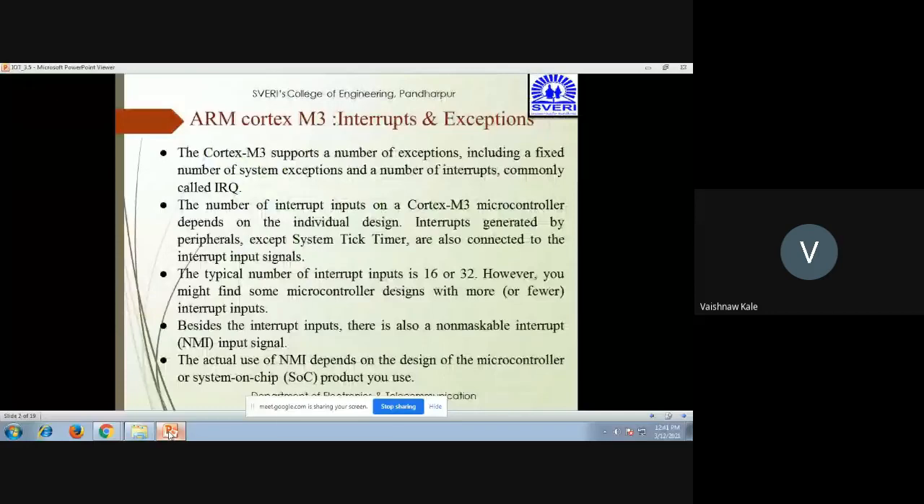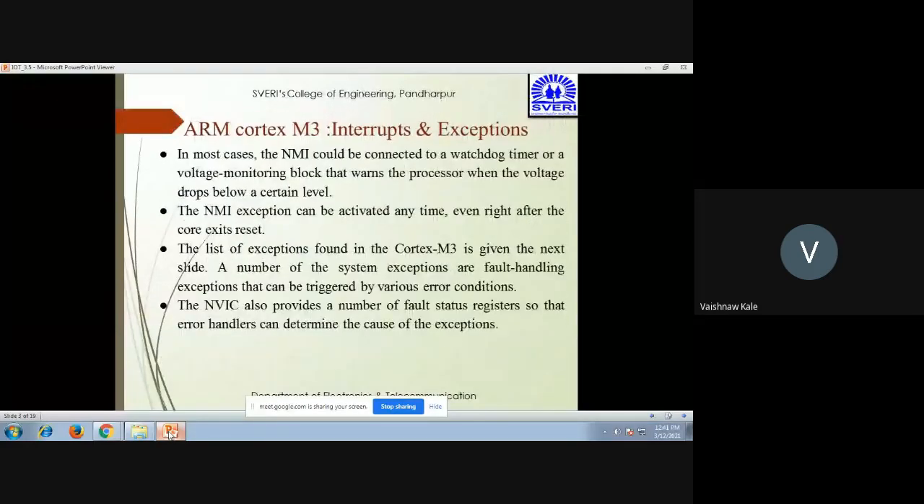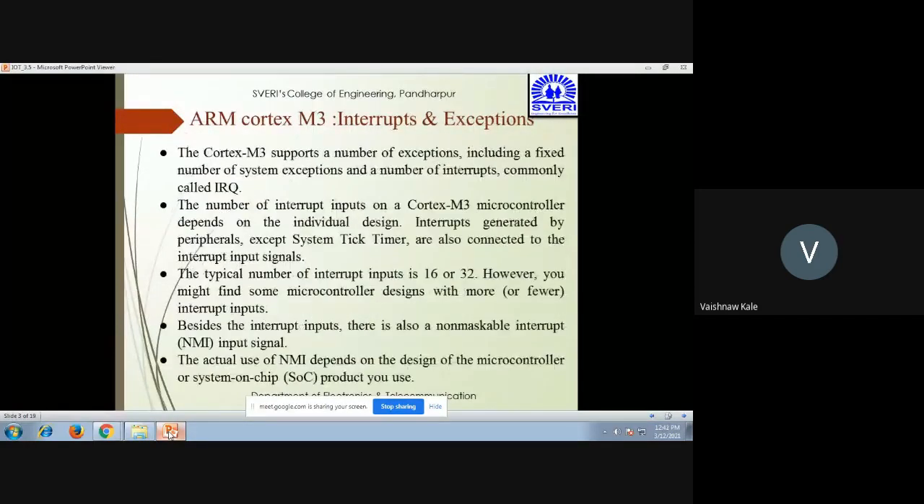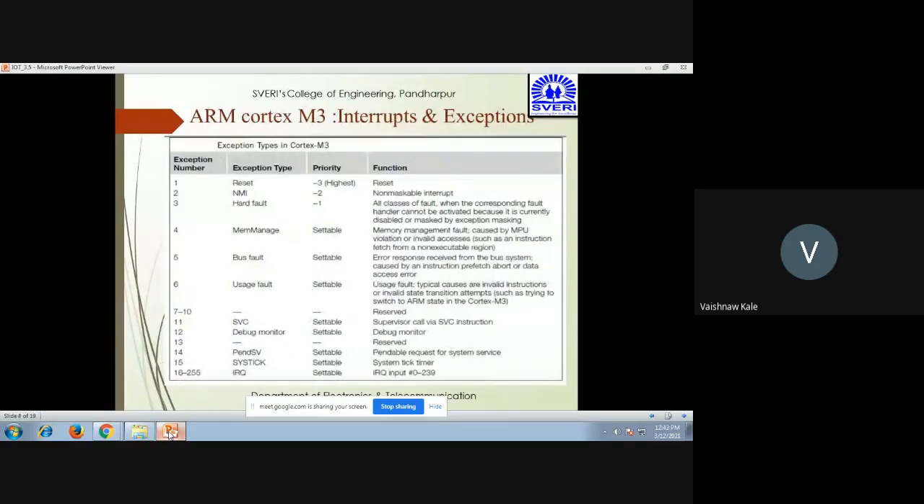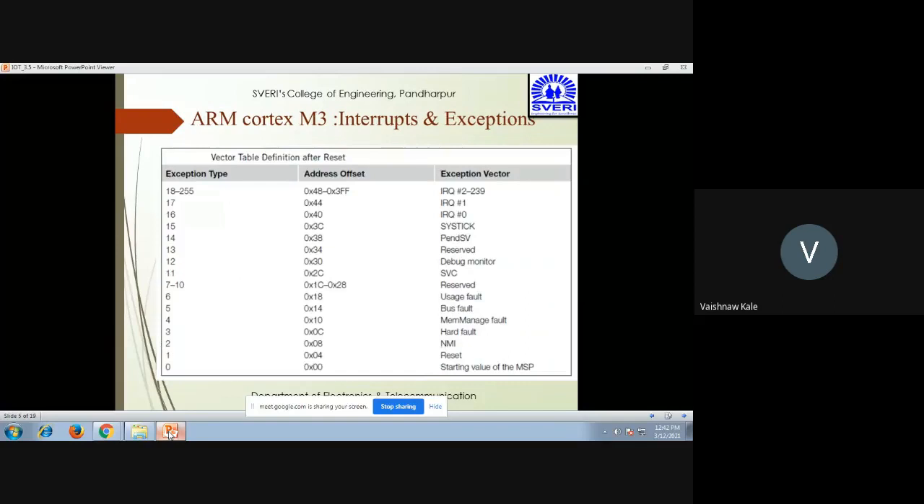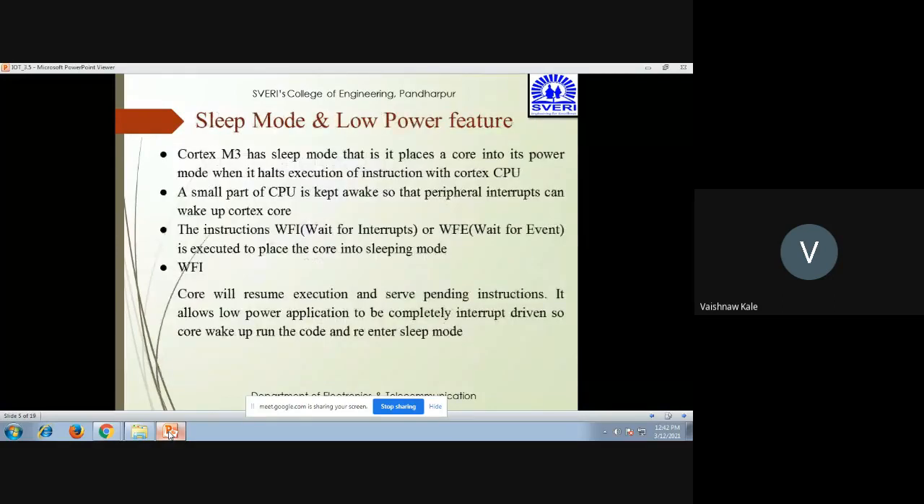We have seen the interrupts and exceptions. Then we have seen these exception numbers. So these are the exception types. Then vector table definitions. Then we have seen the sleep mode low power feature. So we have seen that there are two instructions through which the sleep mode can be activated, WFI and WFE, that is wait for interrupt and wait for event.